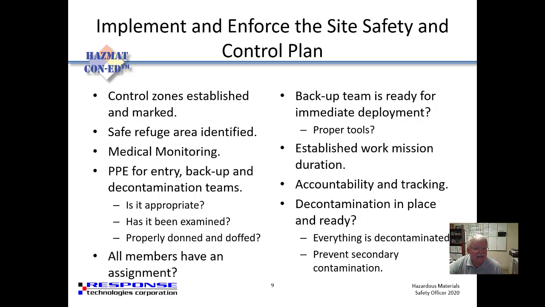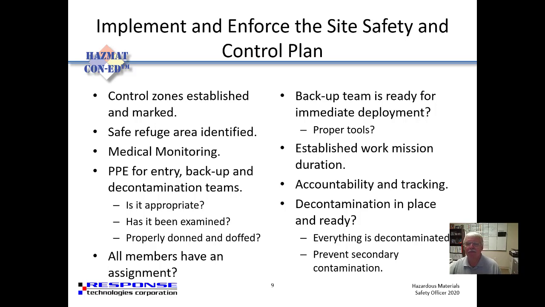The other thing with the Site Safety Control Plan: do all members have an assignment? Do they know what they're doing? Do we have a backup team that's ready to go for immediate deployment? And do they have the proper teams? Do you have a policy in place that says what the backup team is going to be ready to do? In reality, the backup team has got to be ready to pull somebody in chemical protective clothing out.